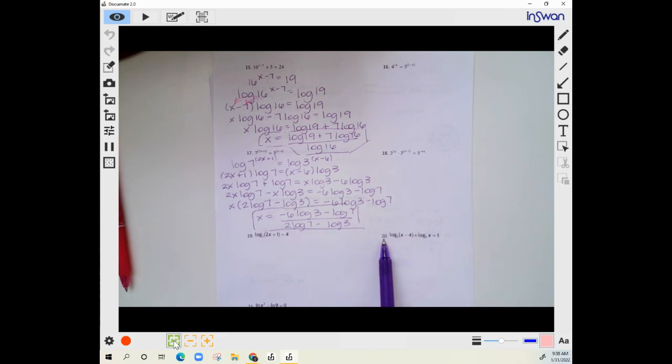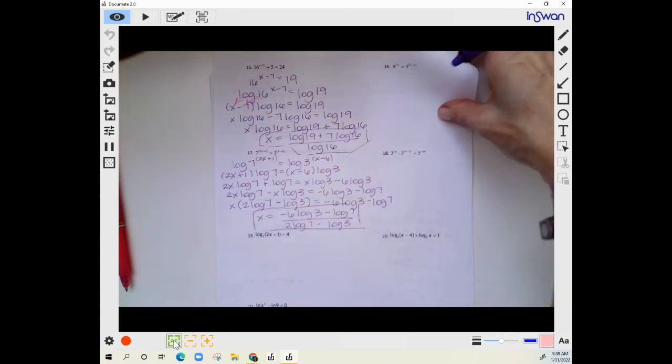So number 20 is going to be similar, except you're only allowed 1 log per side, and I have too many logs on the left. So we use our properties to condense the left-hand side into a single logarithm. So back to that warm-up, 2 logs added, condensed to a single logarithm where we multiply. Then I'll be back in the situation where I have a single logarithm, and I will write that single logarithm in exponential form, and then it should be obvious what to do.